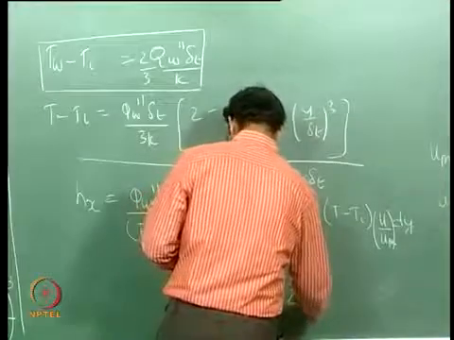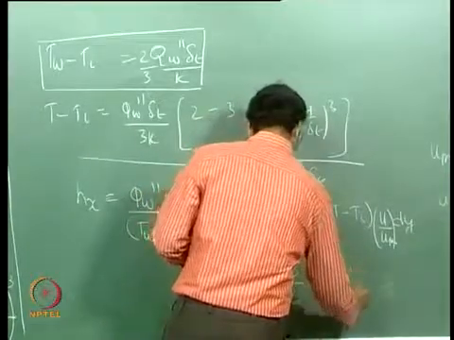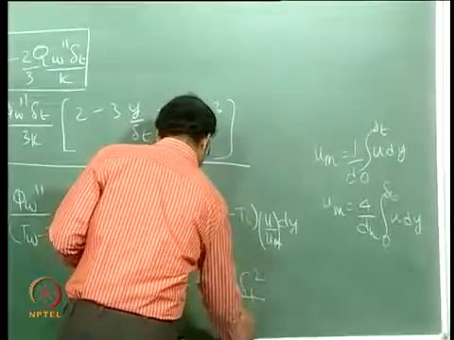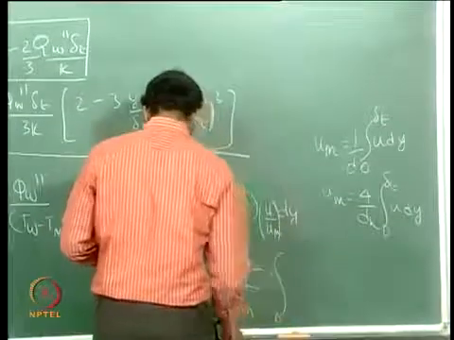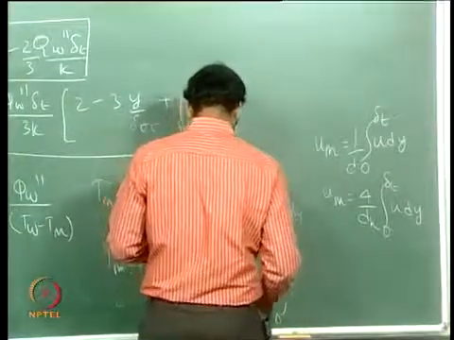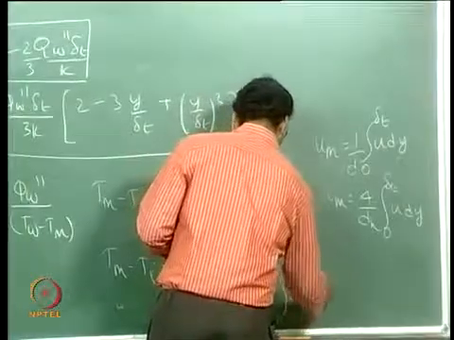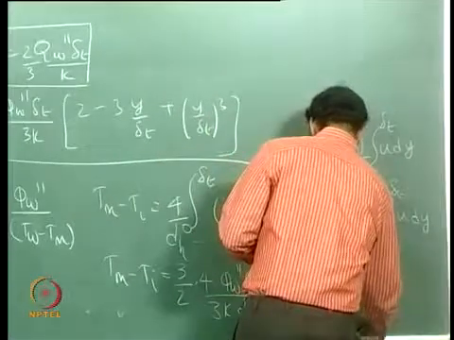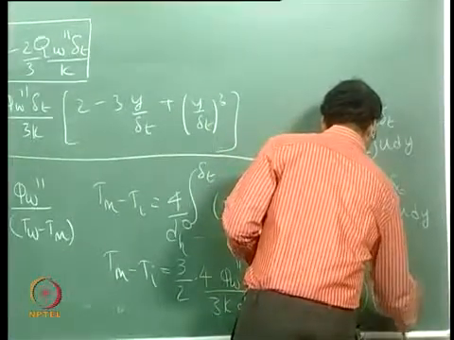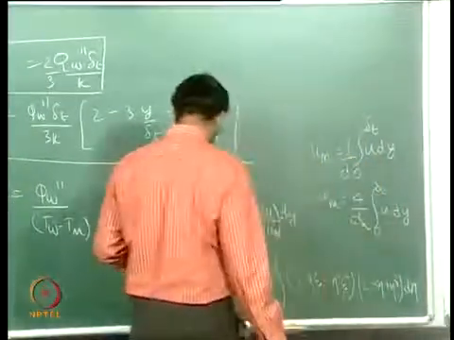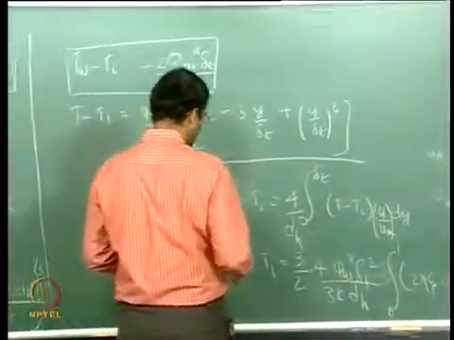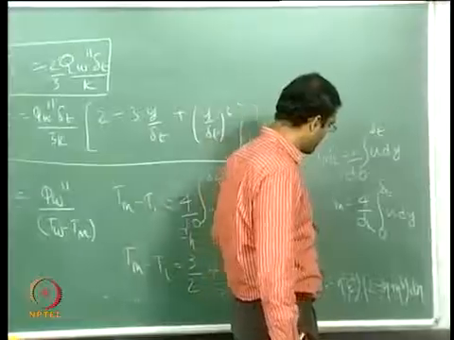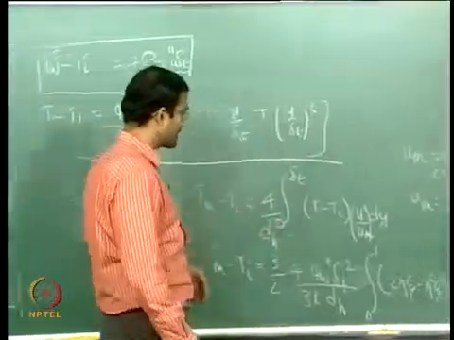So this will be 3 by 2 into 4 into q wall delta T square by 3k into dh, and within the integral 0 to 1 the velocity profile was 2 eta zeta minus eta square zeta square, into the temperature profile which was 2 minus 3 eta plus eta cube, d eta. So if you integrate it once again, you already did it, but now we are not going to neglect any higher order terms, we will keep them as they are.